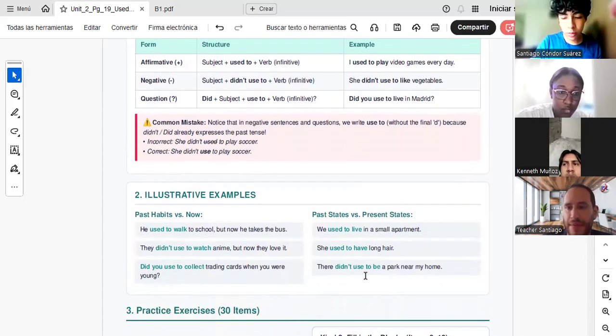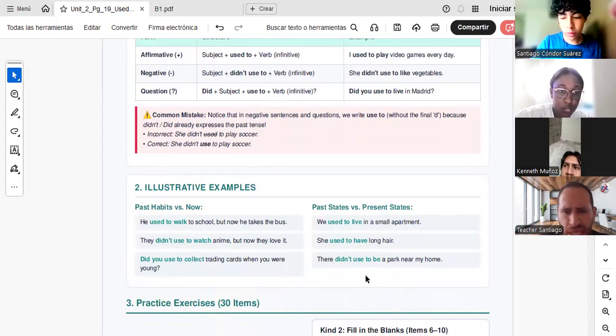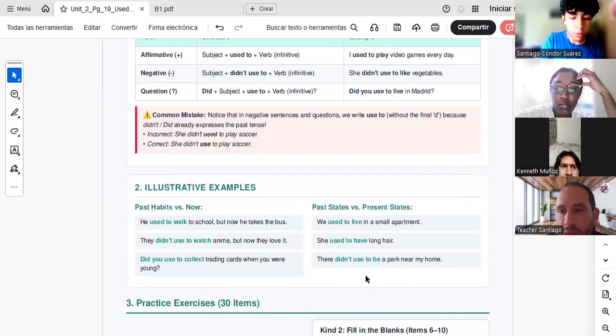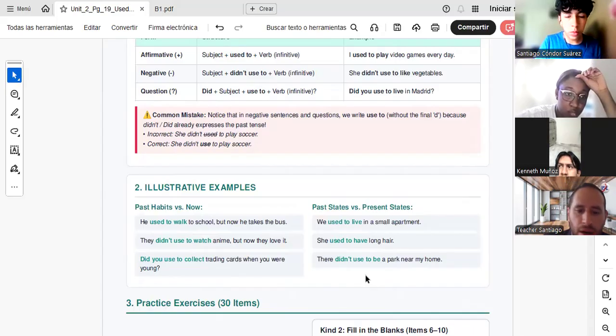So, illustrative examples. These are more examples. You don't need to take notes of this. Past habits versus now: I used to walk to school, but now he takes the bus. They didn't use to watch anime, but now they love it. Did you use to collect trading cards when you were young? This is a question. Past state versus present state: I used to live in a small apartment. She used to have long hair, and there didn't use to be a park near my home.